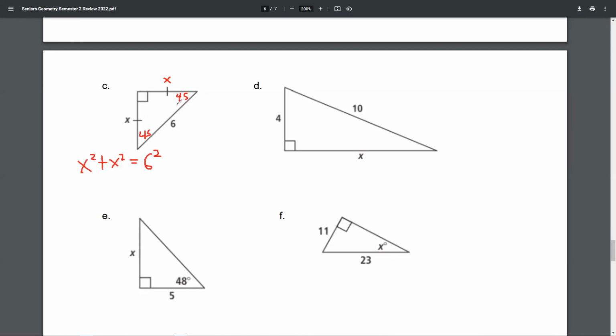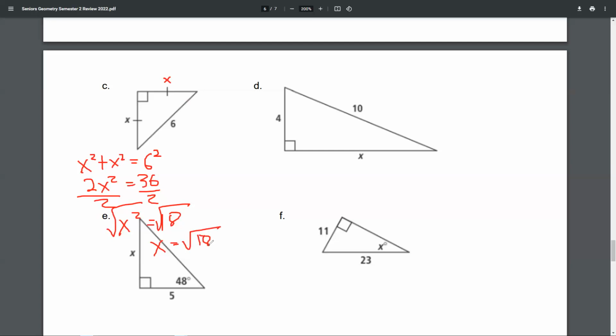You could do trig, you could use this 45 and do cosine, or this 45 and do sine. But I'm just going to do Pythagorean theorem. So x squared plus x squared, that's 2x squared. And then 6 squared is 36. If I divide both sides by 2, I get x squared equals 18. I can take the square root of both sides, so I get x equals the square root of 18.